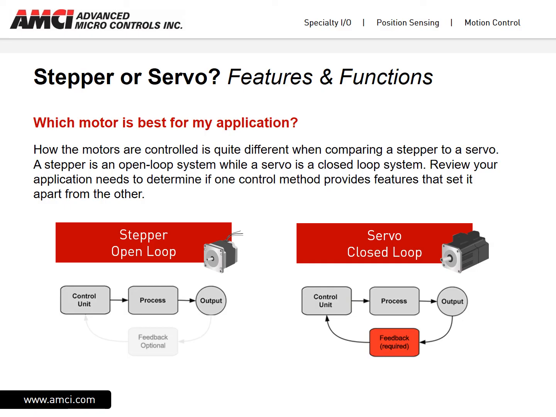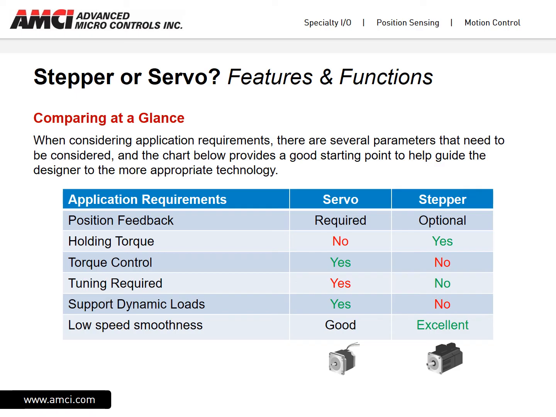Stepper motors and servo motors are controlled in quite a different manner. A stepper motor is an open-loop system, while a servo is a closed-loop system. Review your application needs to determine if one control method provides features that set it apart from the other. So let's compare the two motors. When considering application requirements, there are several parameters that need to be considered, and the chart below provides a good starting point to help guide the designer to the more appropriate technology.